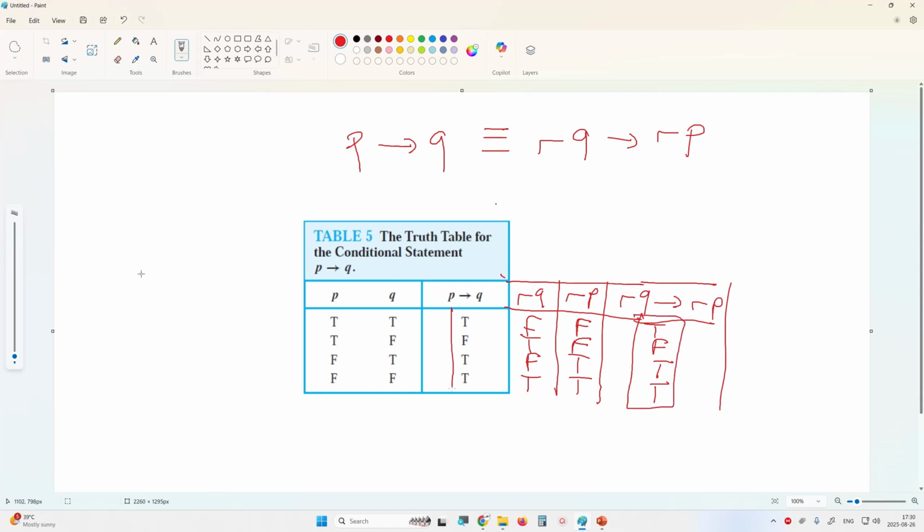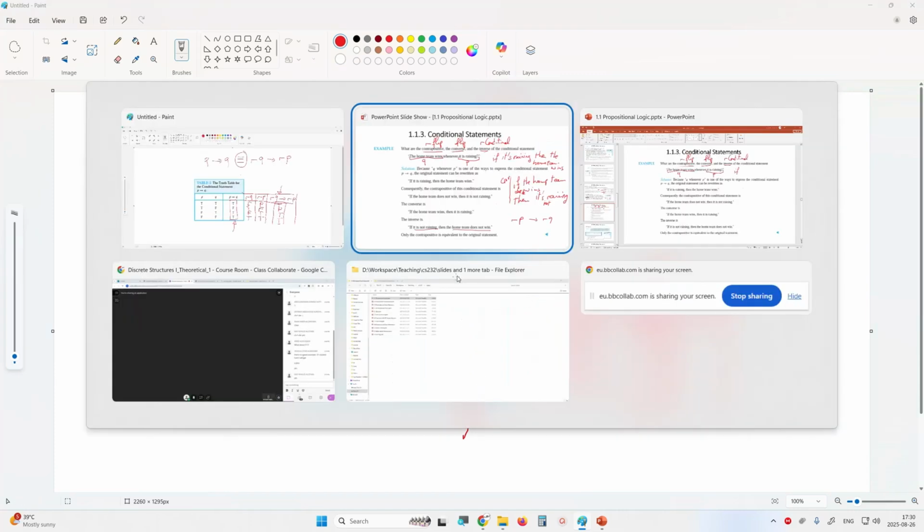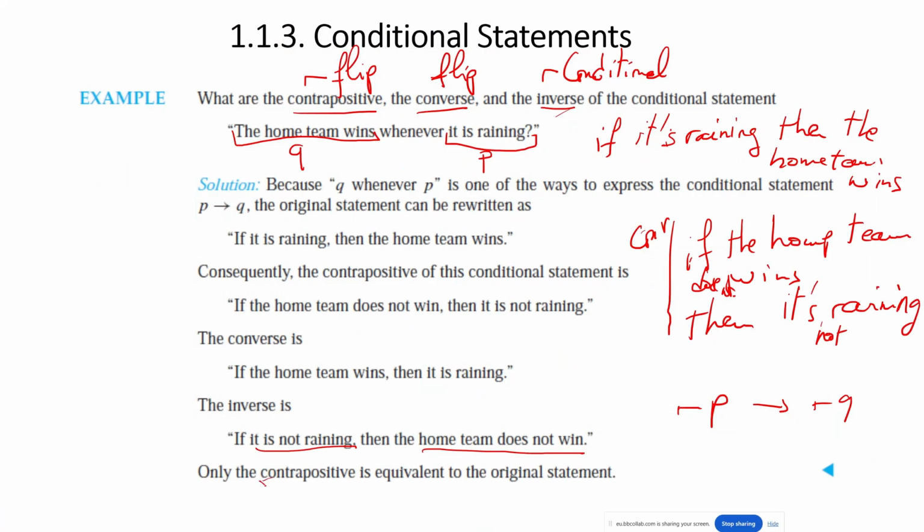And as you can see, these two give me the exact same result for the exact same input. My input is P and Q. My output for if P then Q is this, and my output for if not Q then not P is exactly the same. This is how we can prove that if P then Q is equivalent to if not Q then not P, which goes back to the last statement, that contrapositives are exactly the same as the original statement.